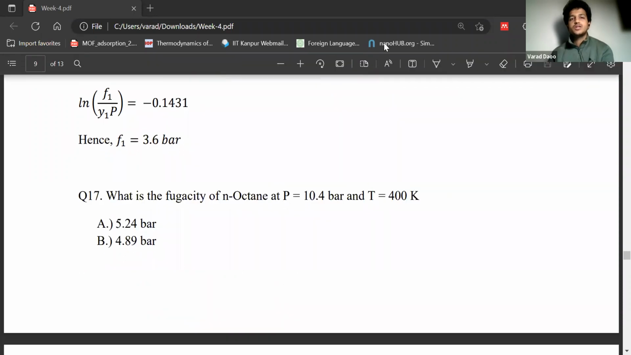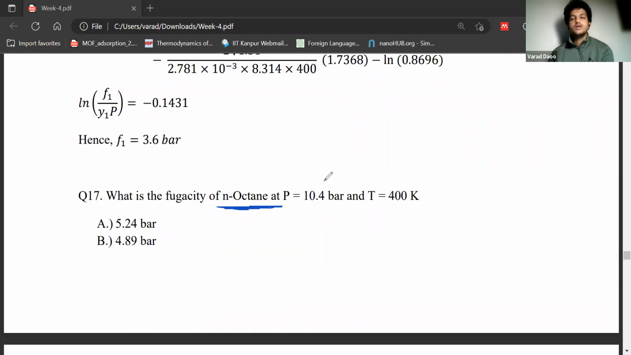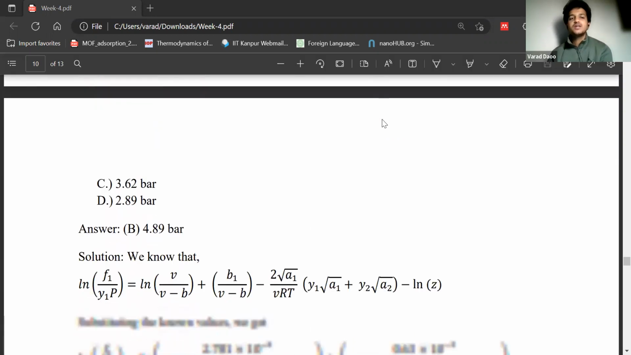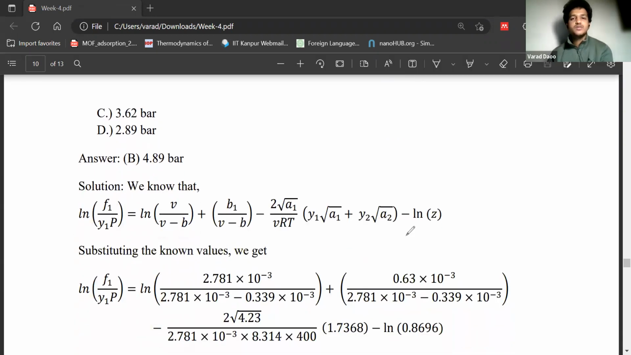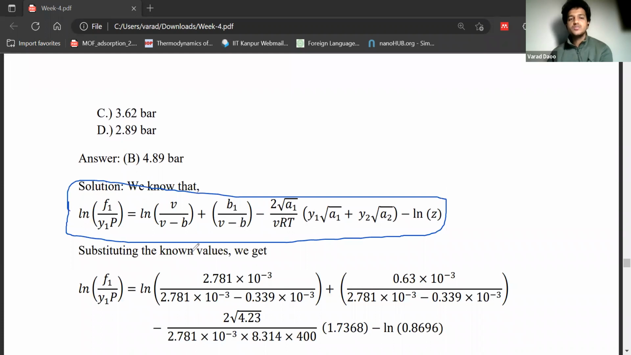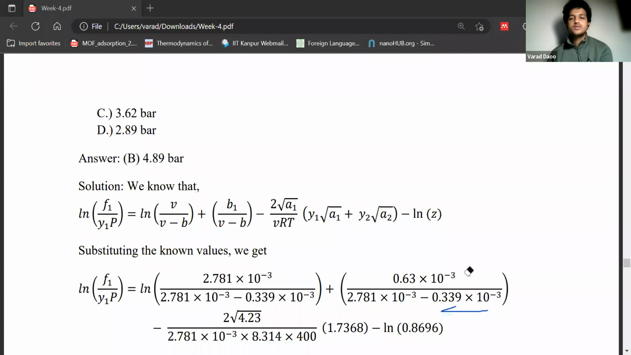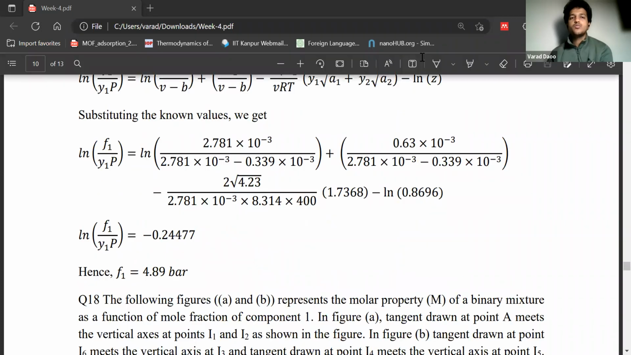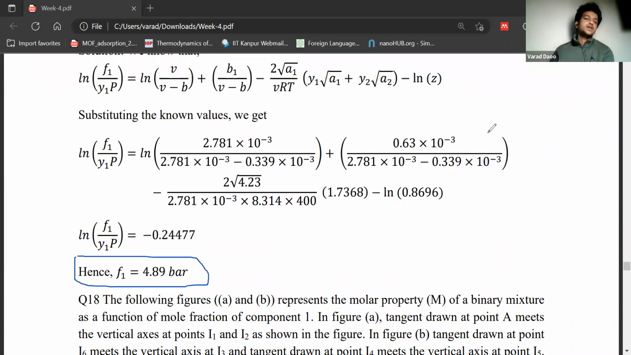Okay, so what is the next question? The next question is for n of n. So for doing the calculation of one question, you get two questions for free. Same expression you have, you just put in the values for the n of n this time. So it will be b2, right? Substitute the known values, and you end up with the fugacity of 4.89. I hope the solution is clear to everyone.